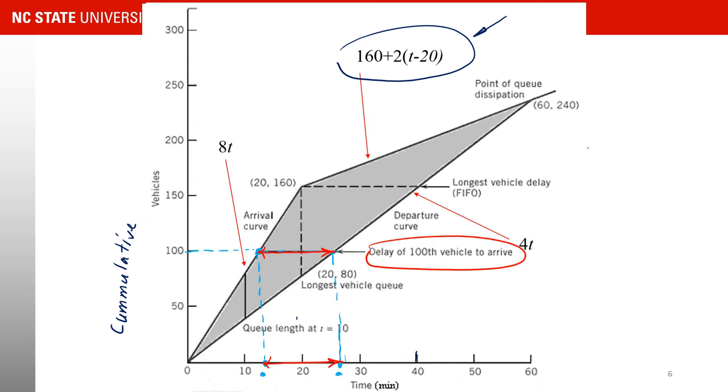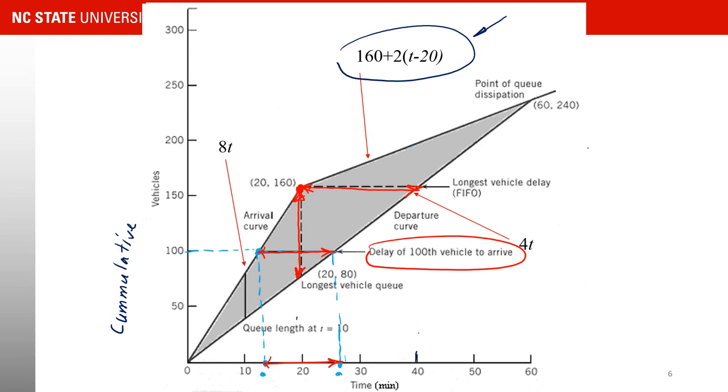Other things that you can determine by looking at this figure is the longest queue, which is going to happen at this point, because from this point on the departure rate goes down. So this is the longest queue that you can find out, and also the longest vehicle delay. You can find those from this figure too.